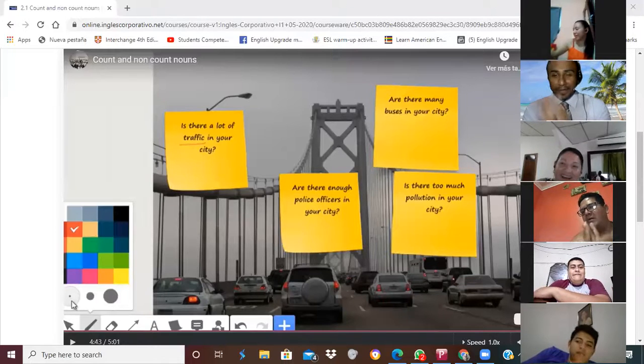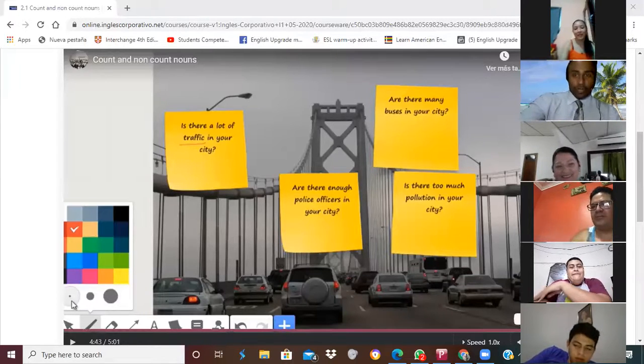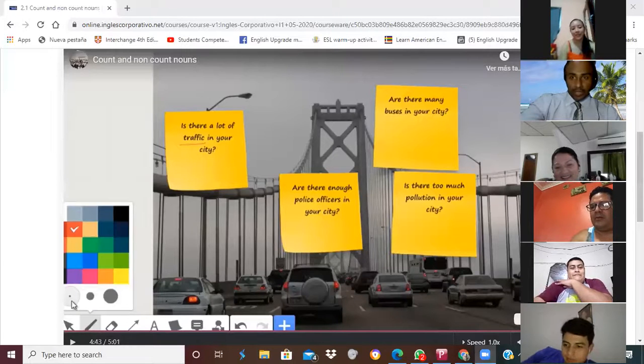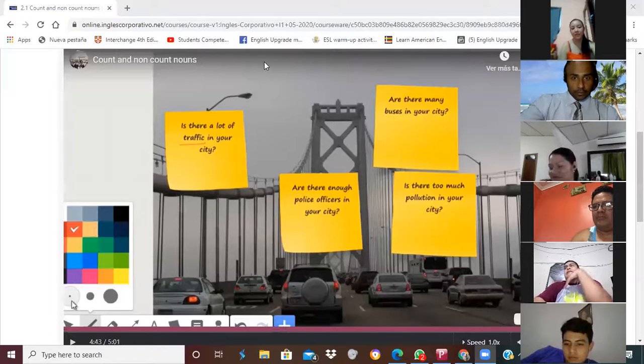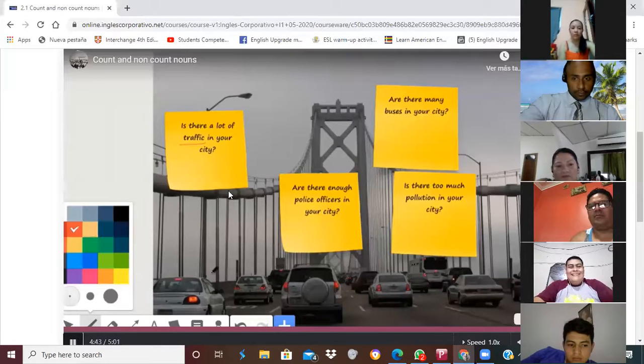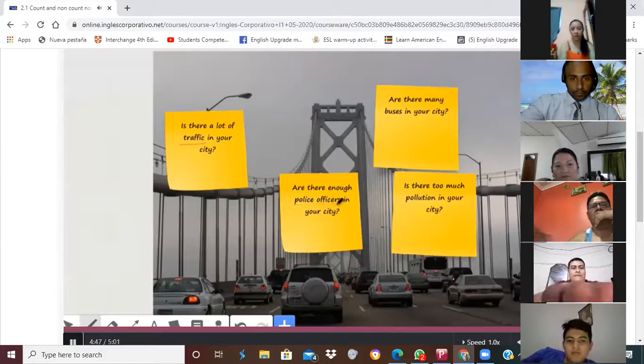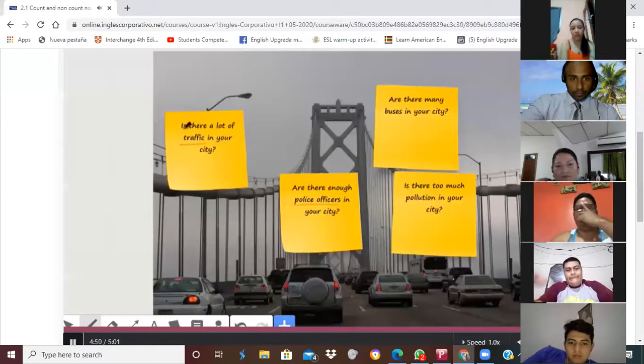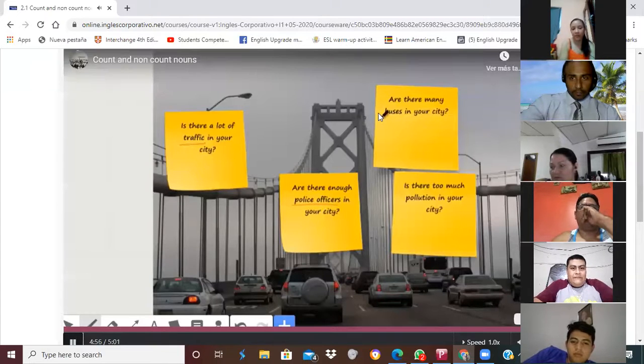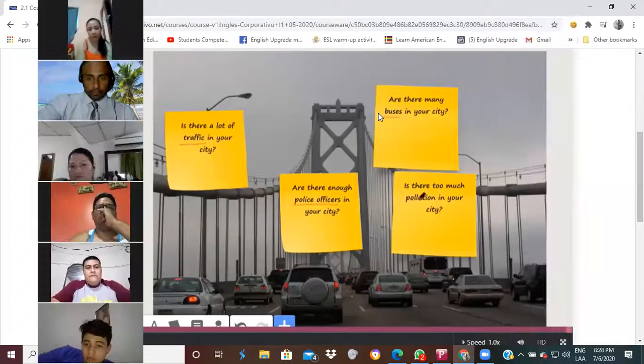Good job, everybody. Okay, now we're going to listen to the last part. Tell me whether the nouns that I'm using are count or non-count. For example, traffic is the first one. Is that count or non-count? Police officers, is that count or non-count? Buses? And pollution?